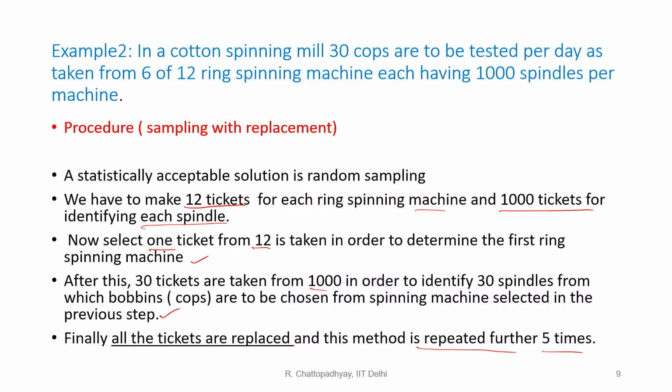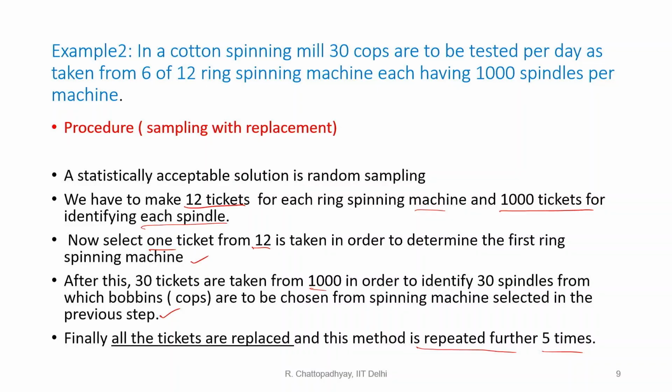So this is, to some extent, selection without replacement. Once the first ring frame is chosen, suppose the number comes third. So the third ring spinning machine will be chosen. Next selection is out of the 11 tickets now left, we'll choose another ticket. This may come 7. So we'll take the 7th ring frame. From there we will collect the cops. Now 3 and 7 have gone. We are left with 10 ring spinning machines. Now we'll choose another ticket.